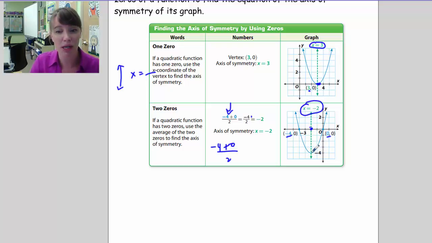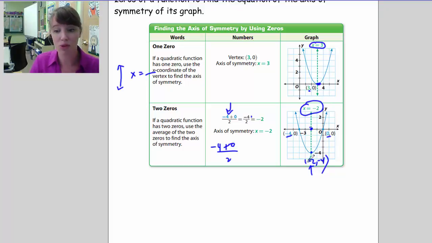Another way of determining it is if you look at the vertex here, which would be -2, -4, it's always the x value of the vertex that is the line of symmetry. Okay, so if you're given the roots, it's the average of the two roots. Or if it's a single root with multiplicity 2, it's the x value of that root. If you're given the vertex, it's really easy. It's just the x value of the vertex.